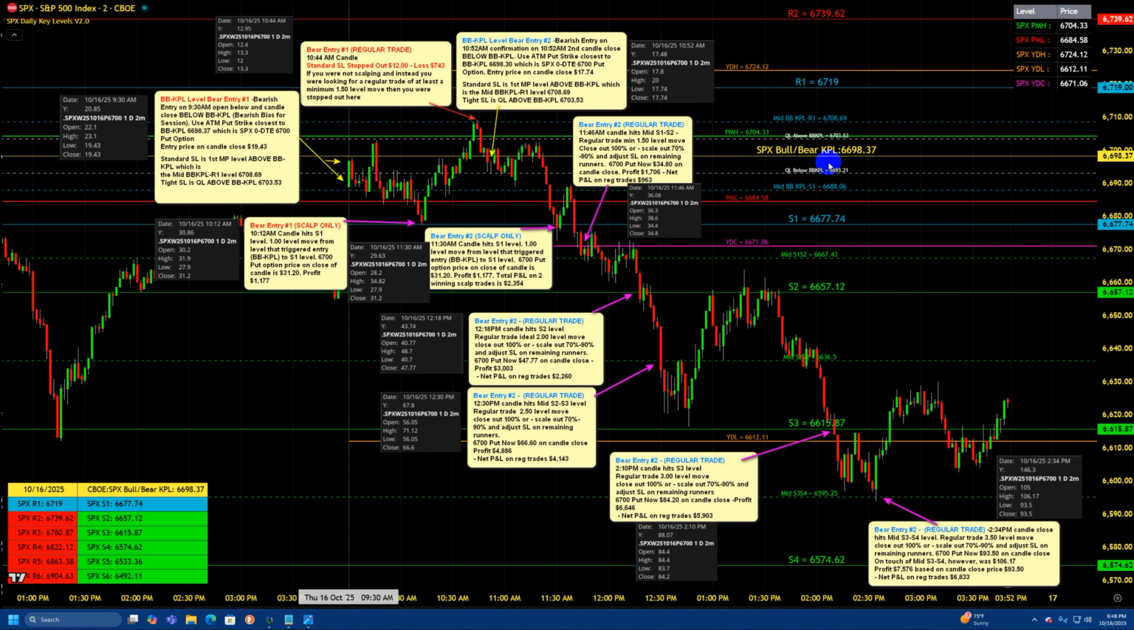The most important level that you will have of all the key levels is going to be this level here, the SPX Bull Bear KPL, which stands for key price level, which for today's session was 6699.837.